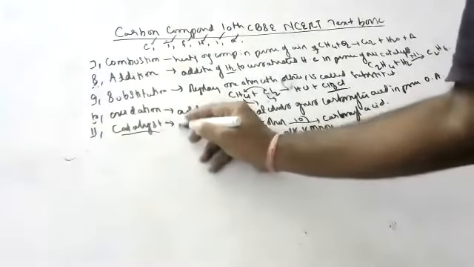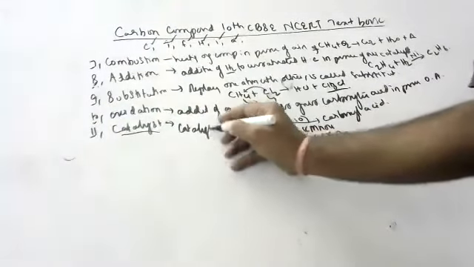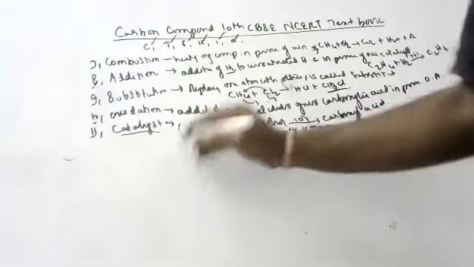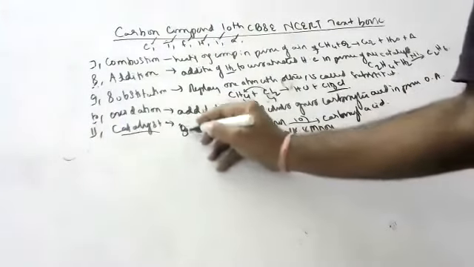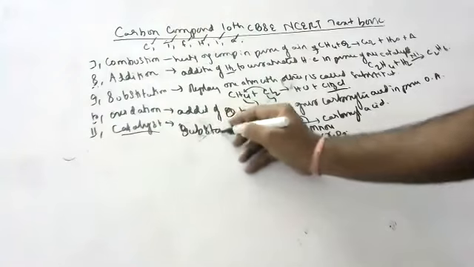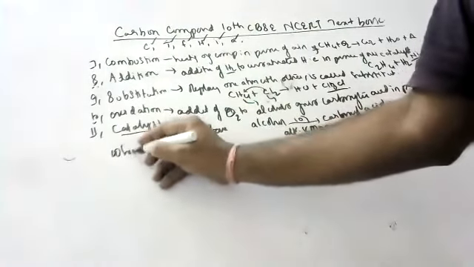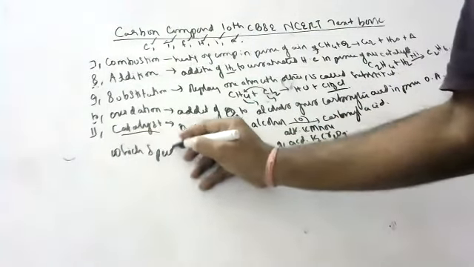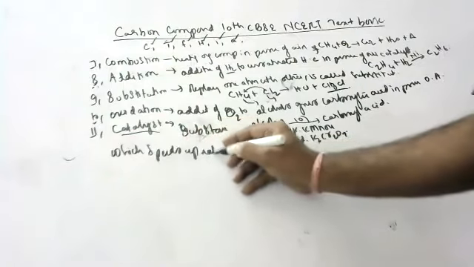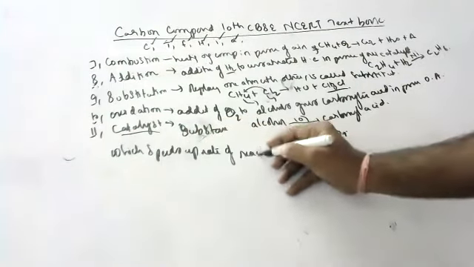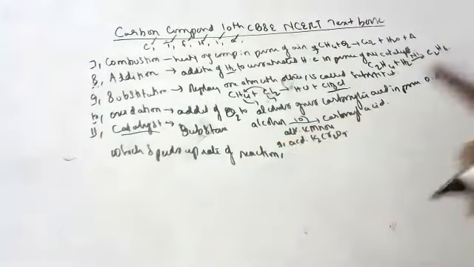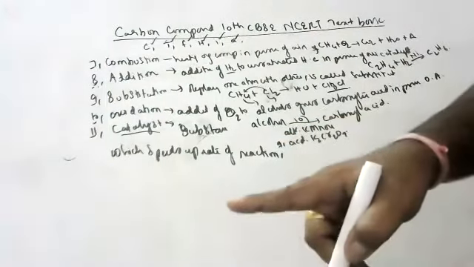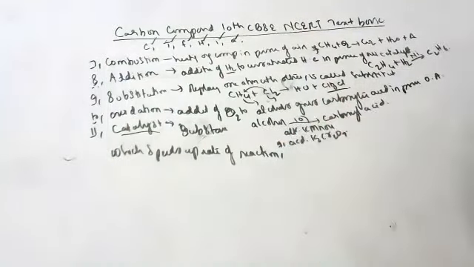What is a catalyst? A catalyst is a substance which speeds up the rate of reaction without itself undergoing any change qualitatively or quantitatively.